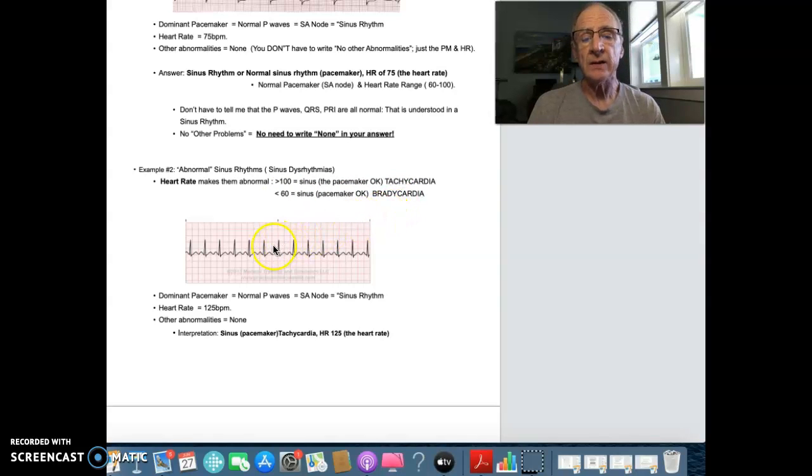So we get the heart rate. Again, you can use the interval method pretty good here. 300, 150, but there's a little gap here. It's not exact. So I did this with counting the small boxes and dividing into 1500, and I got 125 beats per minute. No other abnormalities in this strip. So our answer to this interpretation question would be, it's a sinus rhythm, but because the heart rate is faster than 100 beats per minute, it puts it in the category of a tachycardia. So this is a sinus tachycardia, heart rate of 125 beats per minute.